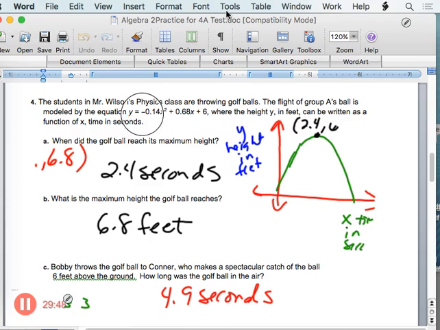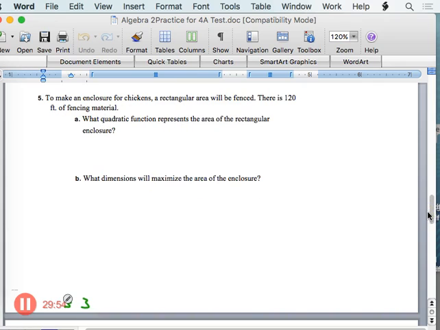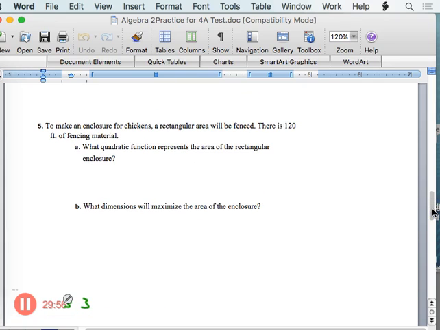Alrighty, let's do the other wordy problem. To make an enclosure for, that's right, chickens. To make an enclosure for chickens, a rectangular area will be fenced. There is 120 feet of fencing material. Well, that's perimeter. A says, what quadratic function represents the area of the rectangular enclosure? What? All they gave us was one number. 120 for all of it.